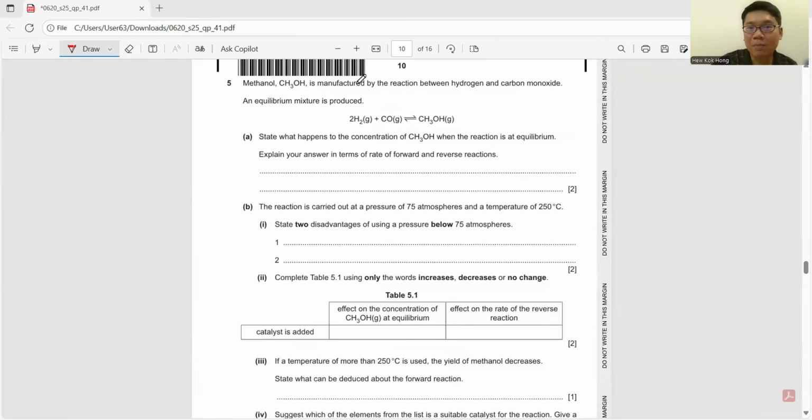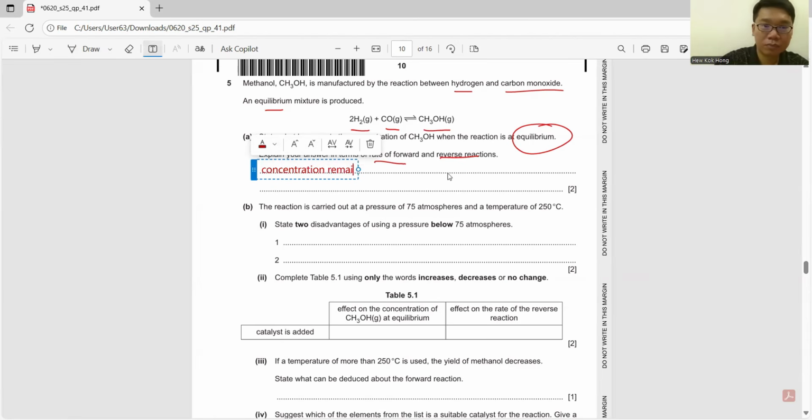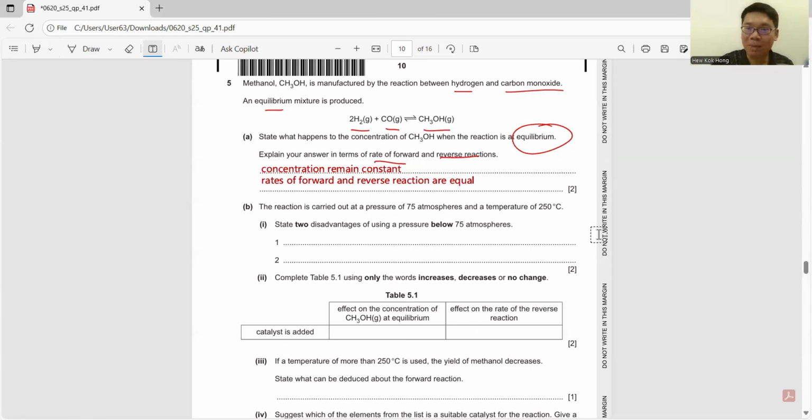Question 5. Methanol is manufactured by the reaction between hydrogen and carbon monoxide. An equilibrium mixture is produced. State what happens to the concentration of CH3OH when the reaction is at equilibrium. So we know equilibrium means that the rate of forward and reverse reaction is the same, and also the concentrations of the reactant and product remain constant. You must mention these two.